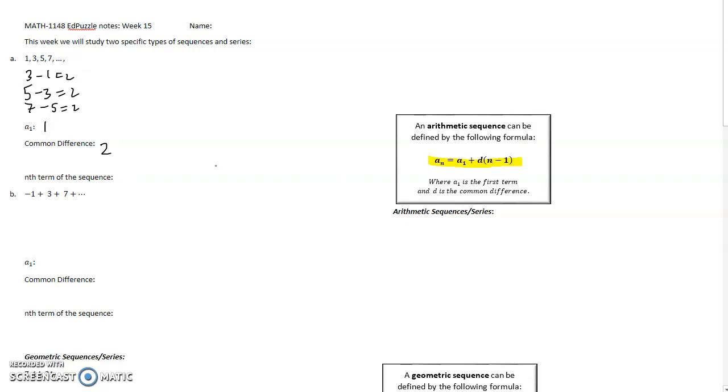So the nth term of the sequence is given by the formula a sub n is equal to our first term, which we just found is 1, plus the common difference, which is 2, times parentheses n minus 1. Now we can simplify this. If we distribute the 2 in there, it's going to be 1 plus 2n minus 2. Let's combine our like terms, 1 minus 2. So the nth term of the sequence is given by the formula 2n minus 1.